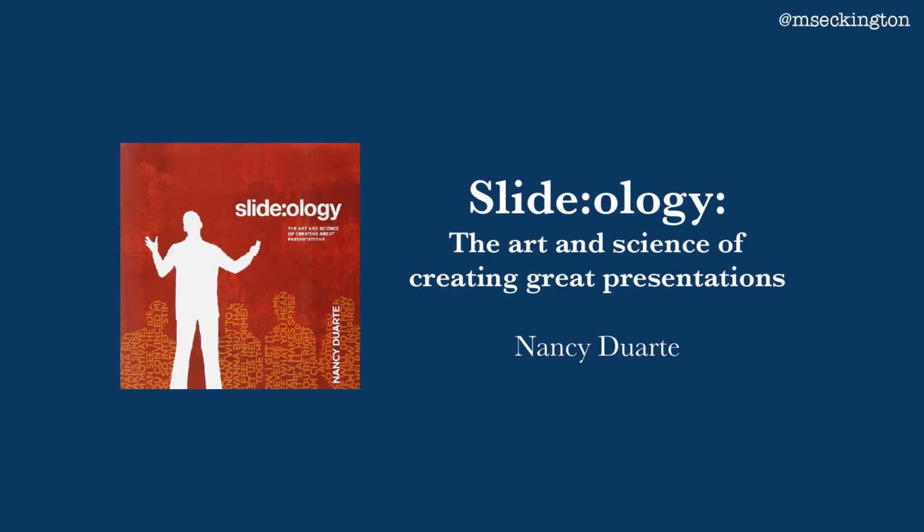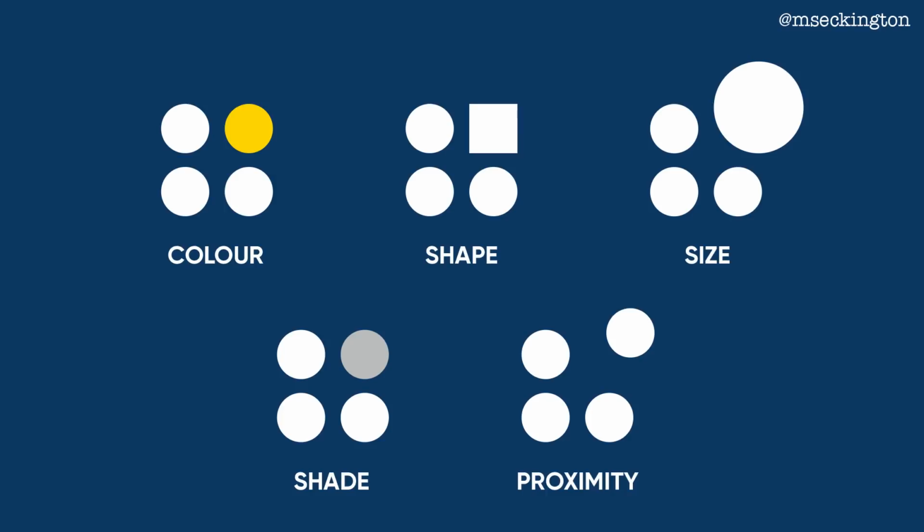A good example of using contrast comes from this book from Nancy Duarte, which is all about how to make good presentations. I recommend looking at it if you're interested in learning more about this topic. In that book, one of the things she explains is contrast through this visualization, highlighting how we can use contrast in a couple of different ways: using color, shape, size, shade, and proximity. In each of these examples, you're automatically drawn to the element that stands out.